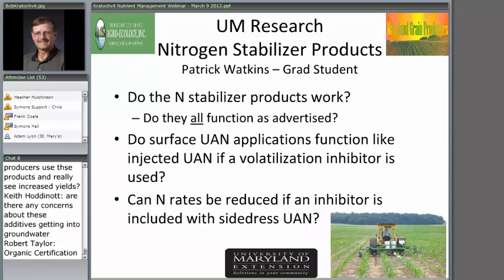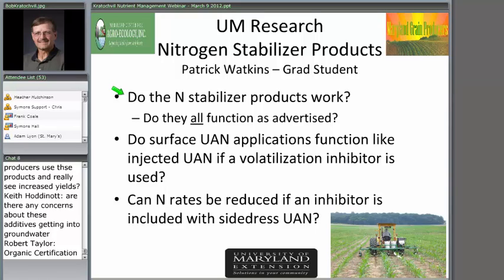On to the research component of this work. We've been looking at these products for the last 4 years. We've had funding from the Maryland Center for Agroecology, from the Maryland Grain Producers, as well as some funding that I got from the Agricultural Experiment Station here at the university to evaluate them. I had a graduate student who is doing his master's thesis research work evaluating these products. We essentially had 3 questions.